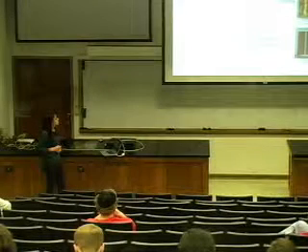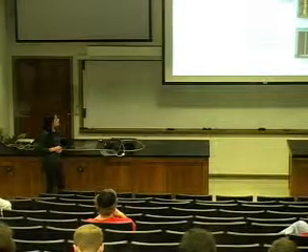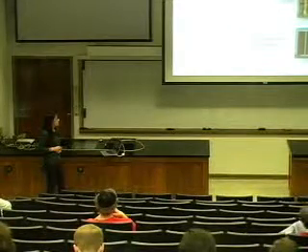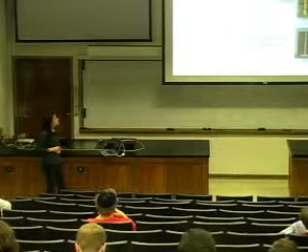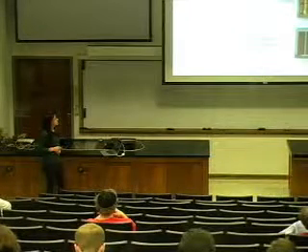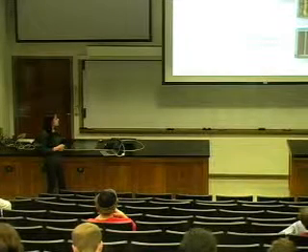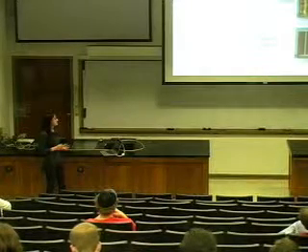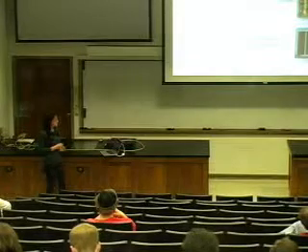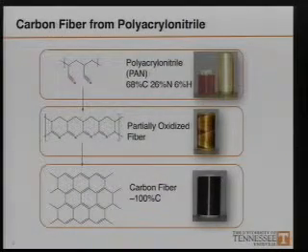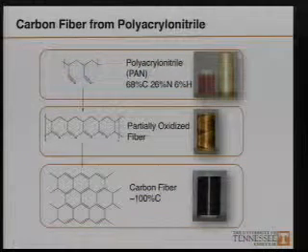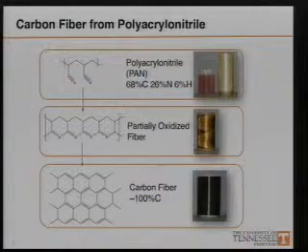To allow the cyano groups to cyclize. And then after a high temperature pyrolysis under inert atmosphere, a graphitic honeycomb structure is formed, which allows for carbon fiber that is almost exclusively of carbon. It is this honeycomb structure that accounts for the exceptional mechanical properties of carbon fiber.